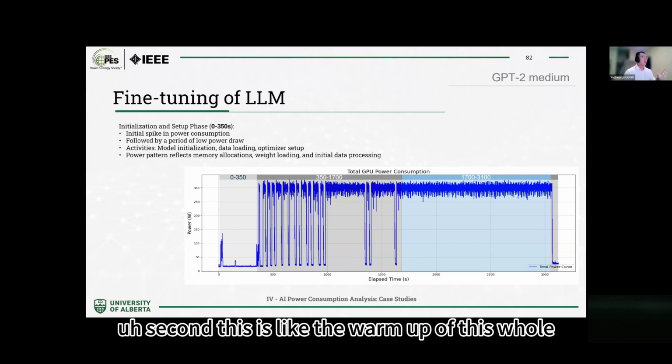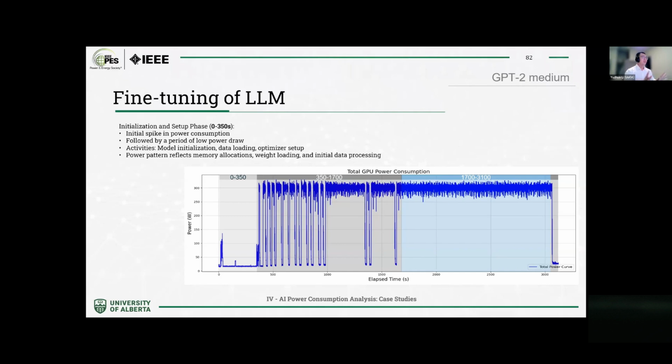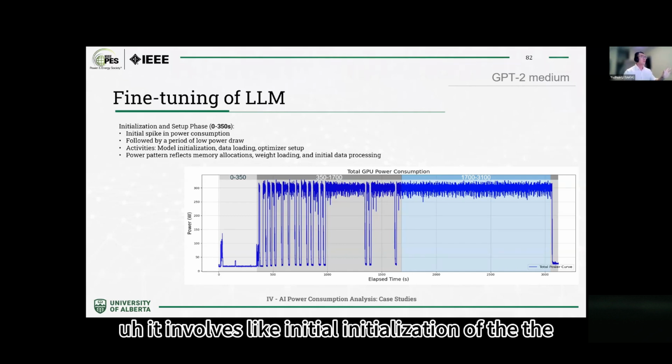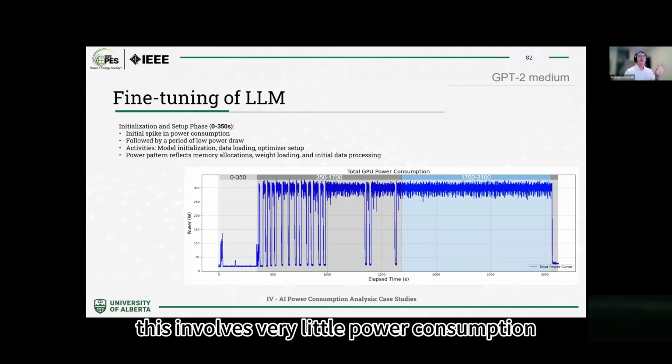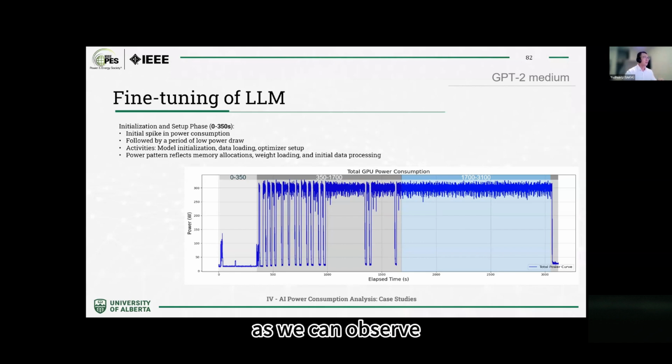This is the warm-up of this whole fine-tuning process. It involves an initialization of the algorithm, the data load-in, and also the parameter initialization. This involves very little power consumption, as we can observe.